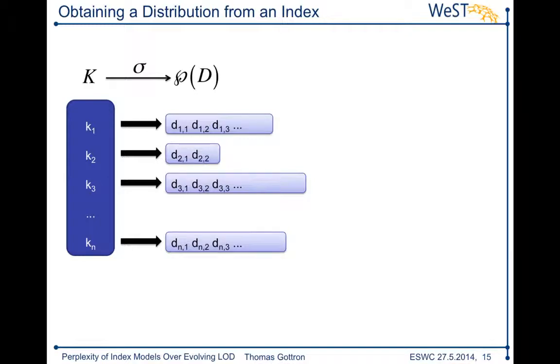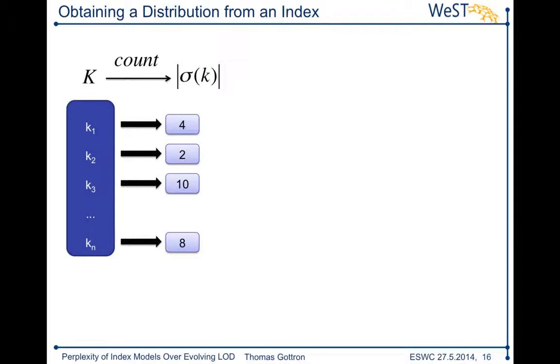So here you see again the index as I have introduced it before. You've got your keys, the selection function sigma, and this is giving you for each key a set of data items associated with that key. If now I want to get a distribution over the data, what I can do is I can simply take a look at the count information.